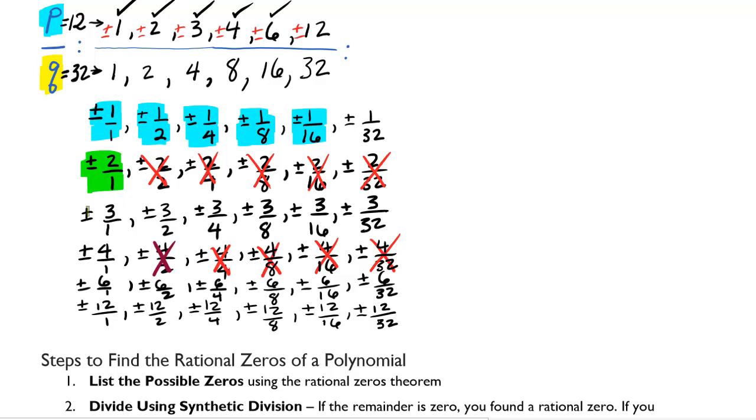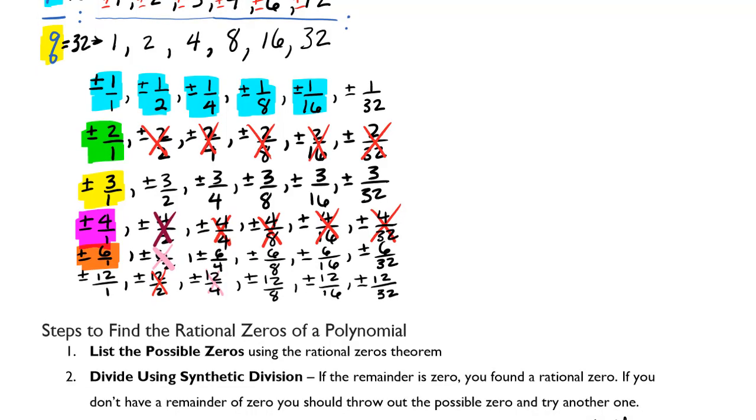Now let's try 3 over 1. Anything equivalent to 3: 6 over 2, 12 over 4. I think that's everything there. Let's try 4 over 1. I'm not seeing anything. Now let's move on to 6 over 1. Well, there's a 12 over 2, so we can cross that one out.